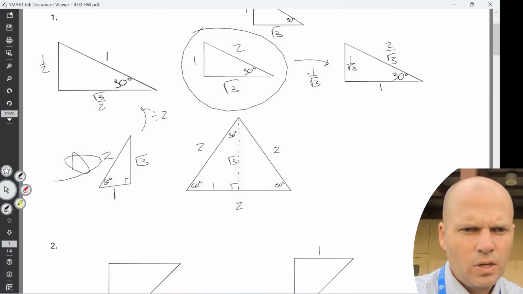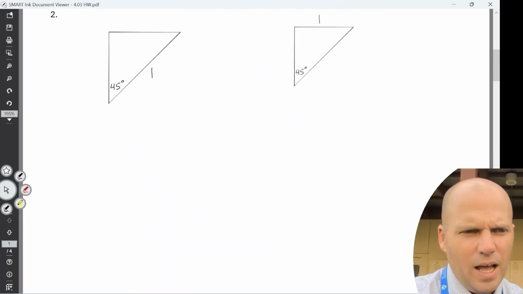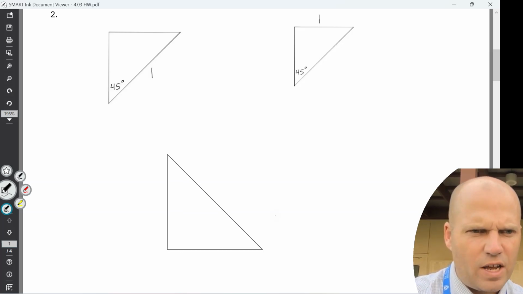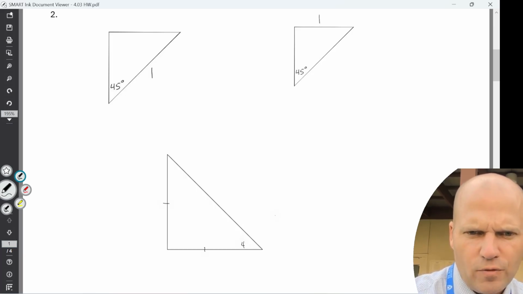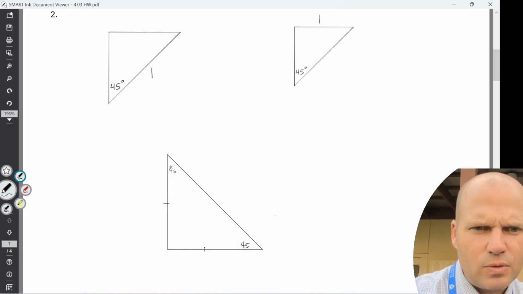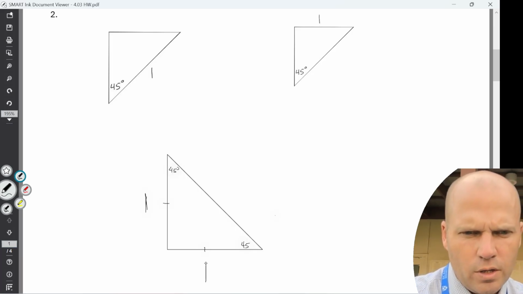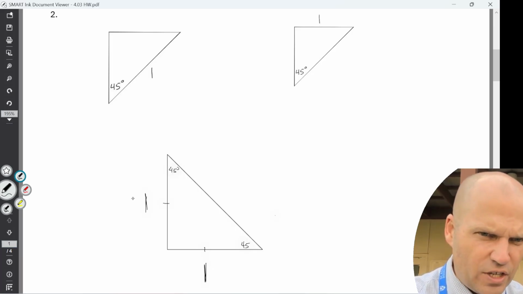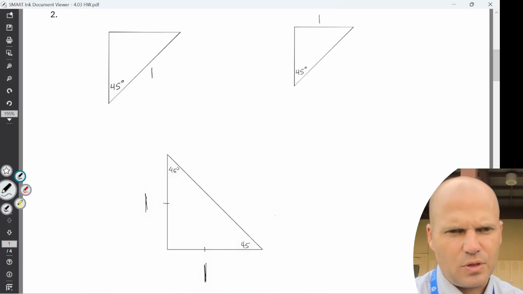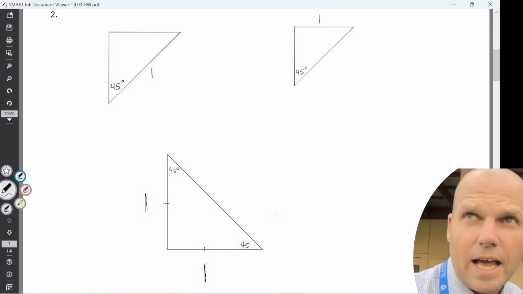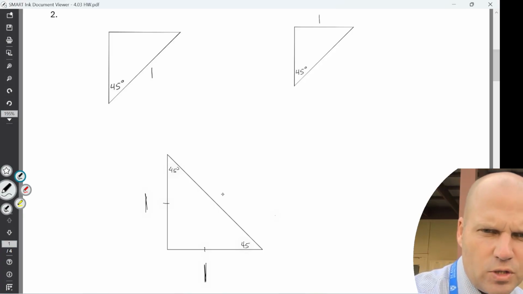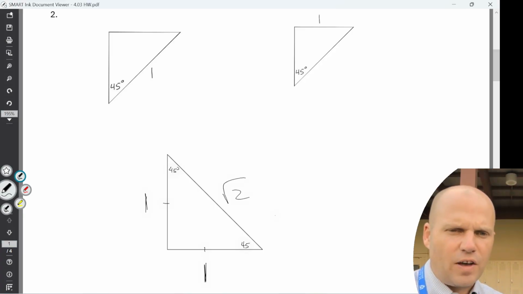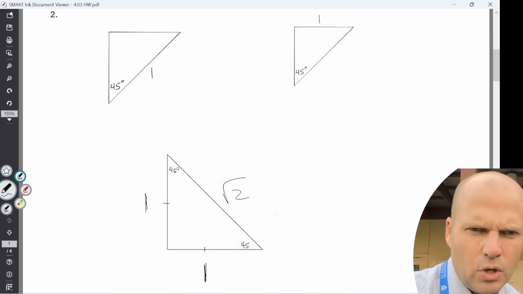Cool? So that's it. And then we have a 45, 45, 90 triangle. The easiest 45, 45, 90 triangle is, first of all, we know that if it's 45, 45, the two side lengths are going to be the same. If I call this side length 1, this side length has to be 1. If this side length is 3, this side length has to be 3. The two leg lengths have to be the same. And then if you use the Pythagorean theorem, you'd find the hypotenuse is just root 2.